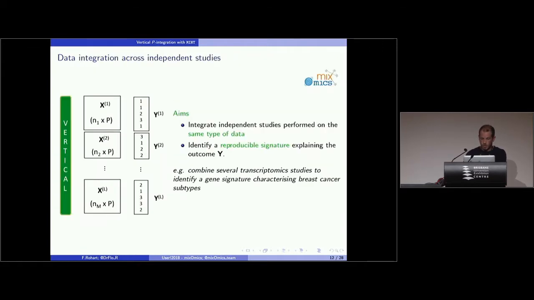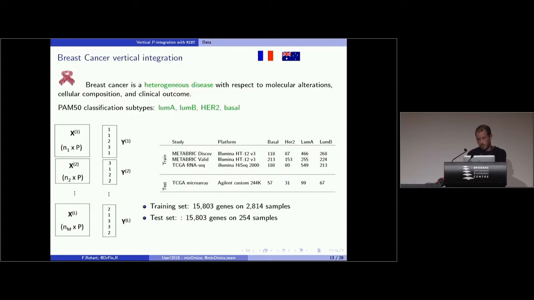Now when we are looking at P-integration, that's vertical integration. The aim in our case is to integrate independent studies performed on the same type of data. So for instance, here you have genes or transcriptomic studies, so you have genes as your variables and you have different studies that you want to integrate. I'm going to use a breast cancer example.